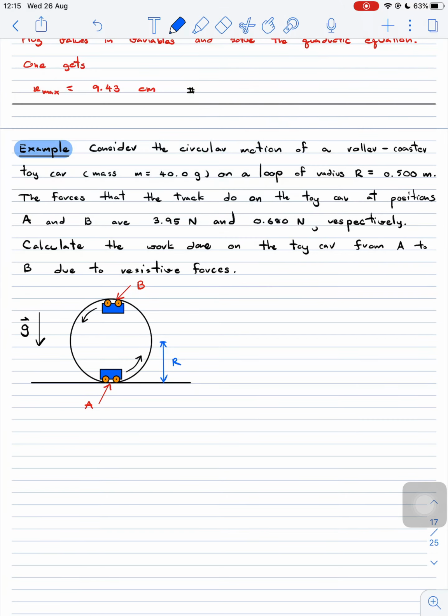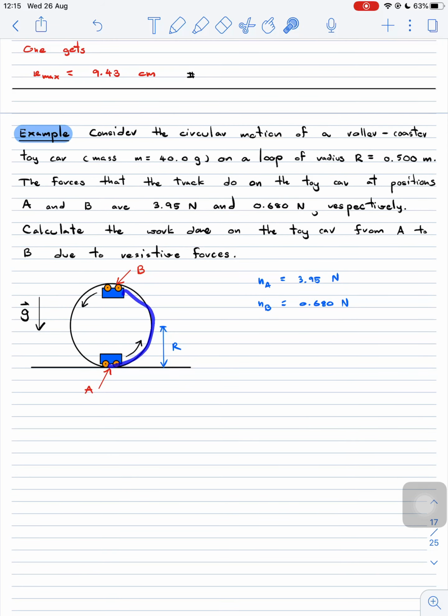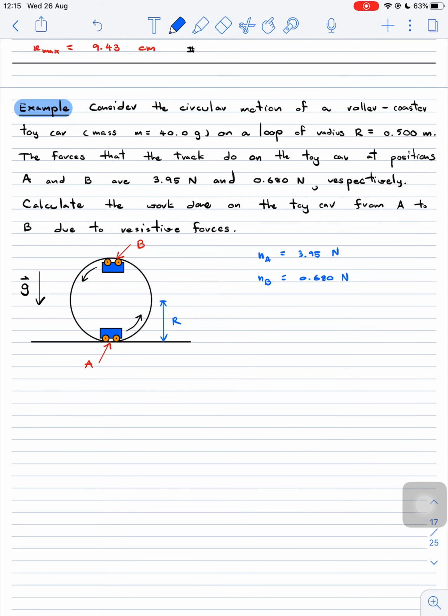So now let's say that the NA here is equal to 3.95 Newton, and the normal force at the point B is equal to 0.80 Newton. So now I just want to calculate the work done on the toy car from A to B. Okay, moving from A to B here, due to the resistive force. This resistive force, right, can come from the friction or the air resistance.